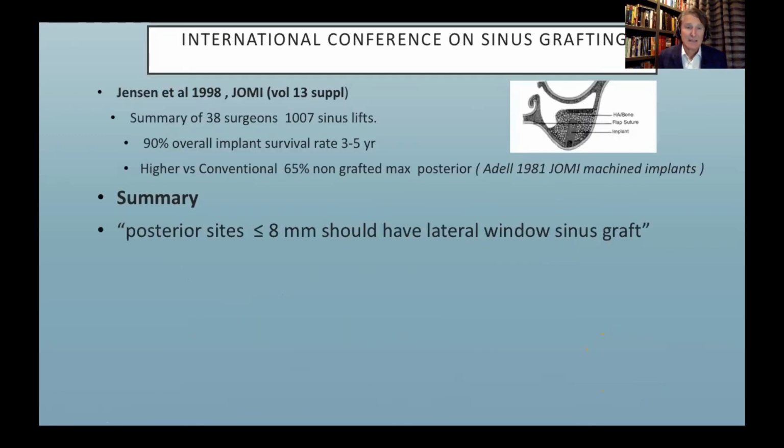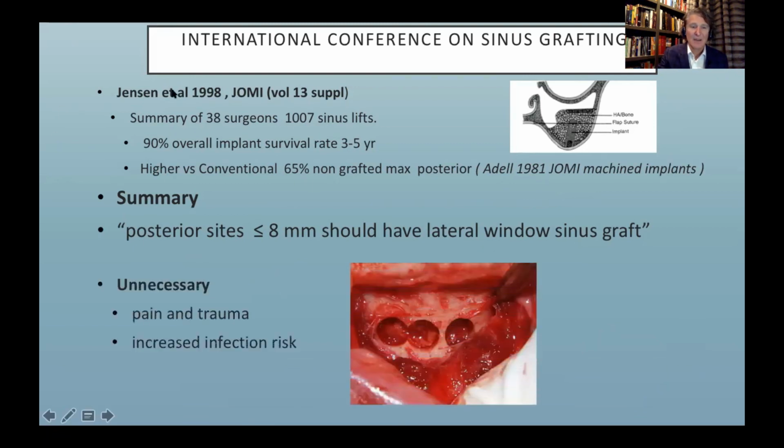And yet, in 1998, which of course this is an old consensus, there was a consensus that said implants should be done with a lateral window procedure if the bone is less than 8 millimeters. Now, that was when we had machined implants and they had low survival rates in non-grafted sites. So this really is historic, but it does state that once upon a time, we were causing a lot of unnecessary pain and trauma and increasing risk of infection. And so we've moved on from that.